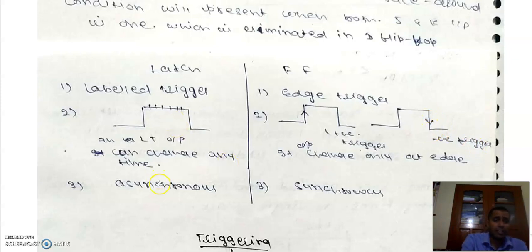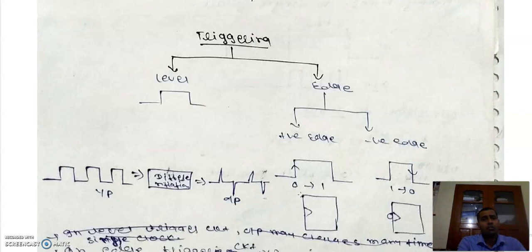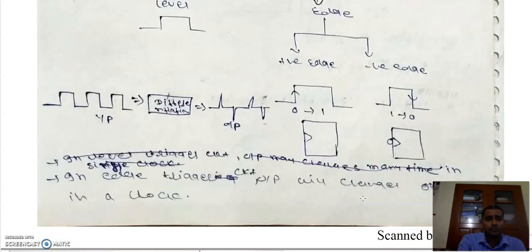Now, what is a latch? A latch is asynchronous. That means all the inputs are not applied at the same time. Synchronous means all the inputs are applied at the same time. There are two types of triggering: we use level triggering and edge triggering. Edge triggering is called positive edge triggering or negative edge triggering. Already we have seen that in the positive trigger, the output will change only when it goes from 0 to 1. In the negative edge trigger, it will change when it goes from 1 to 0. It is represented like that. Here it is represented by a bubble, which means it is negative edge triggering. This one is positive edge triggering.